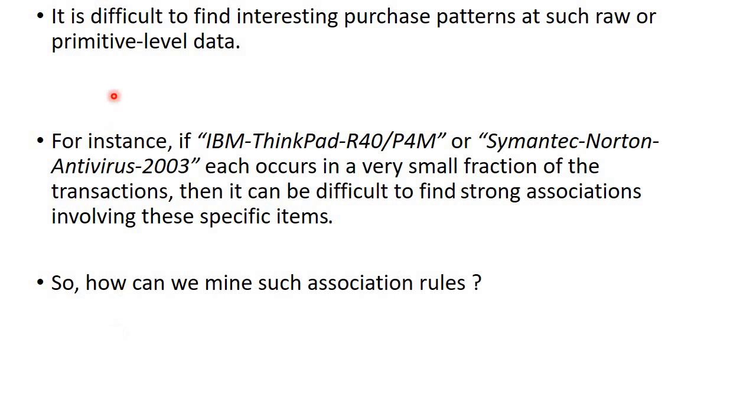So it is very difficult to find interesting purchase patterns at such raw or primitive level data. For instance, if IBM ThinkPad R40P4M or Semantic Norton Antivirus 2003 each occurs in a very small fraction of the transactions, then it can be difficult to find strong association rules involving these specific items. So how do we go about finding such association rules?